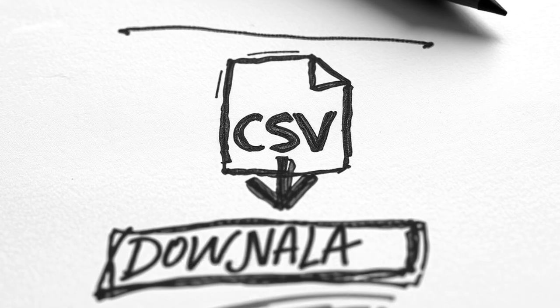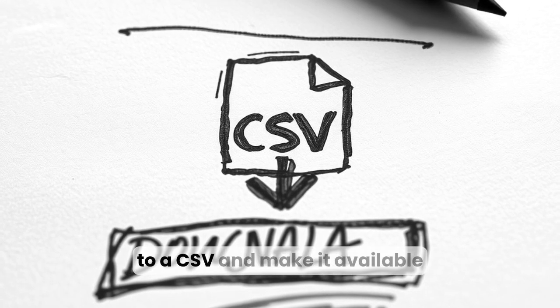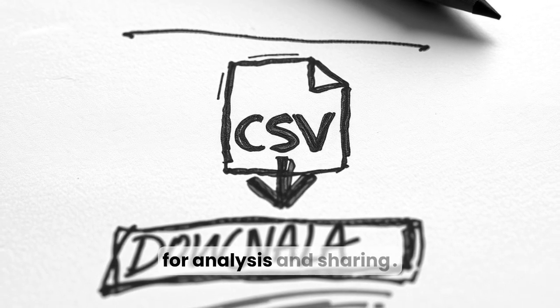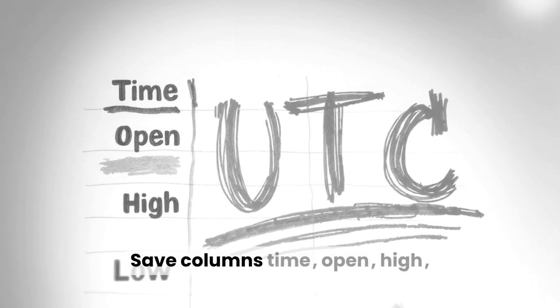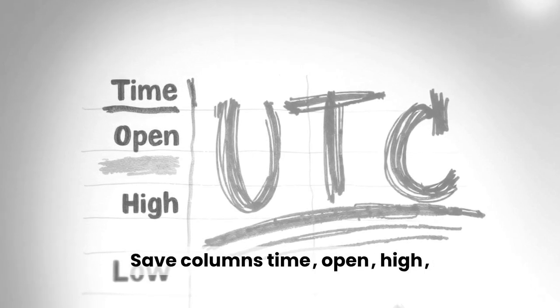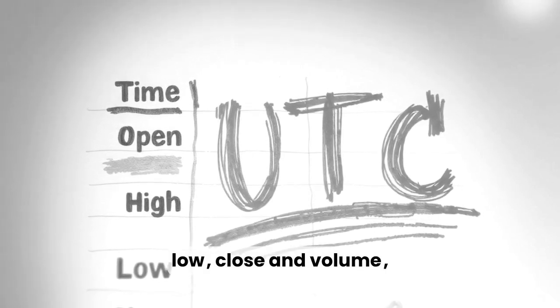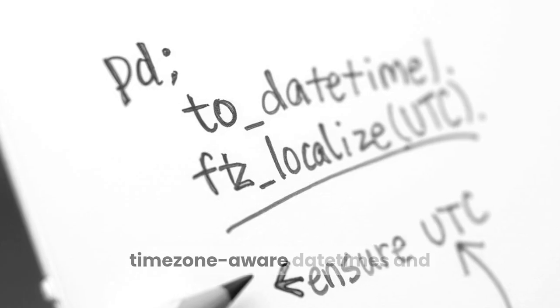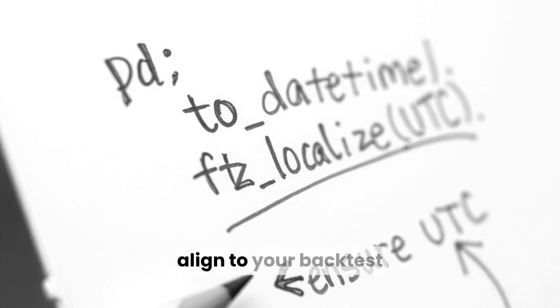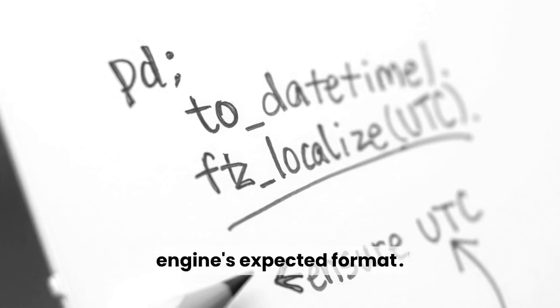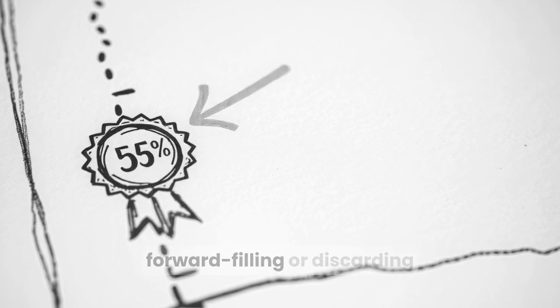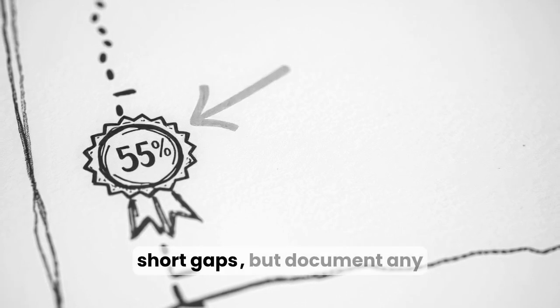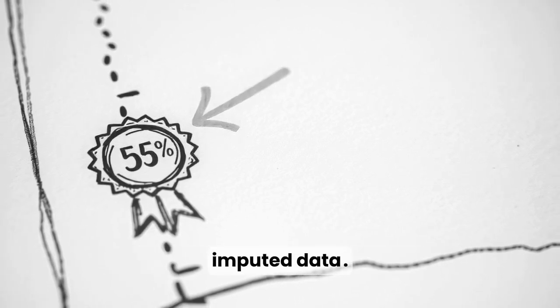If you prefer a direct download, convert the response to a CSV and make it available for analysis and sharing. Save columns time, open, high, low, close, and volume, ensuring the time column is in UTC. Convert timestamps to time zone-aware datetimes and align to your backtest engine's expected format. Handle missing candles by forward filling or discarding short gaps, but document any imputed data.